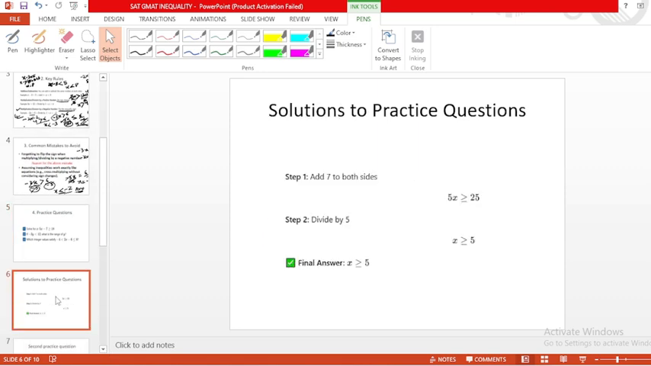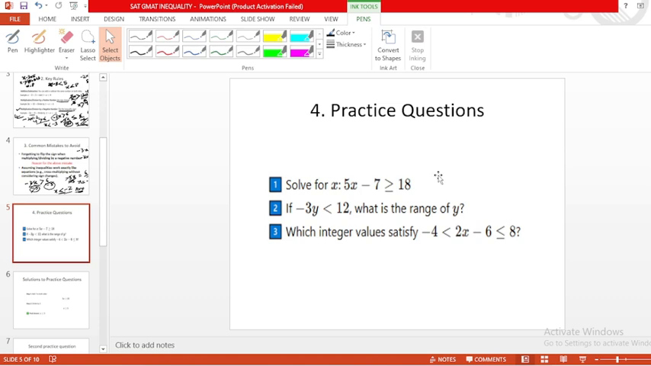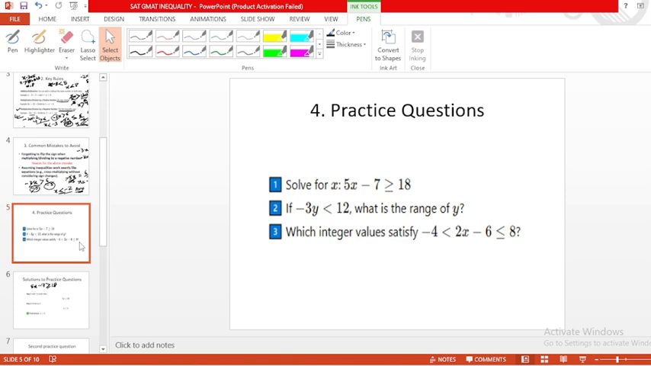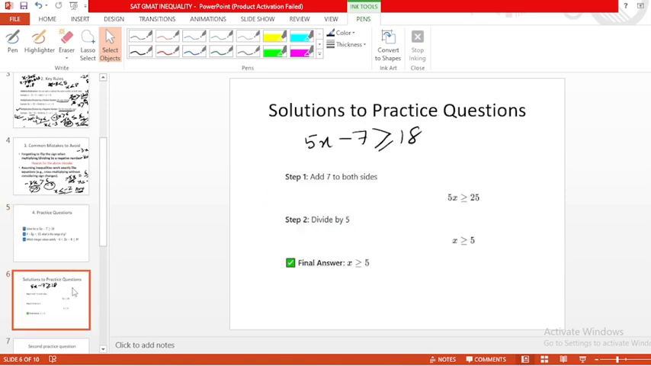Now I am going ahead with the first question. What was the first question? Let's take the first question from here. It was 5x minus 7 should be greater than or equal to 18. Fine. This was the question. Let us check it again. Yeah, this question we have taken correctly here.